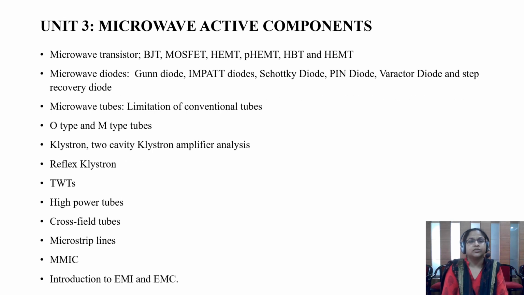Then unit 3 is all about the active components, where we are going to study transistors, diodes, the sources of microwave, the transmission lines used for microwaves, monolithic microwave integrated circuits, and EMI and EMC, that is electromagnetic interference and electromagnetic compatibility. So all the study of active components will be in unit number 3.